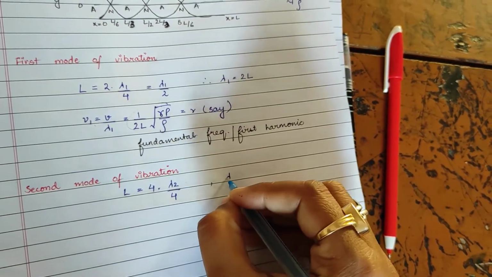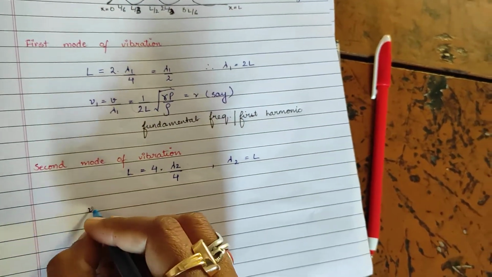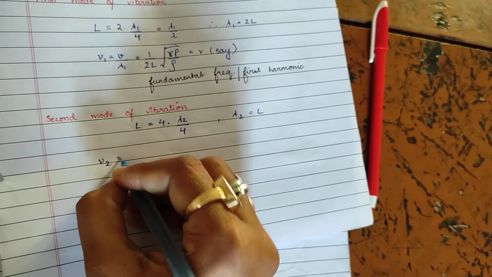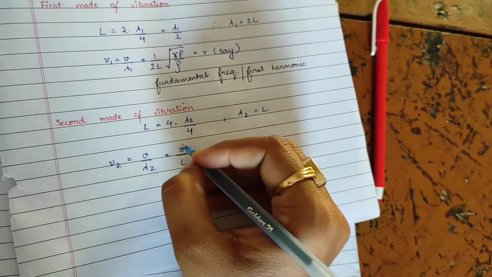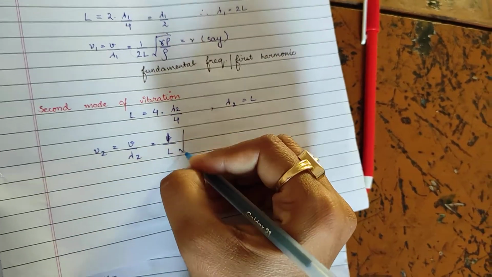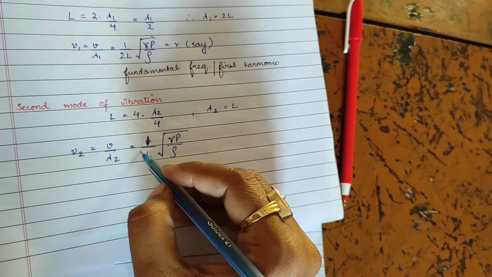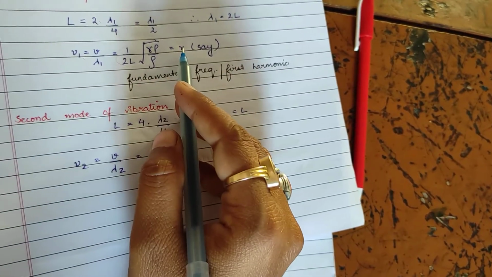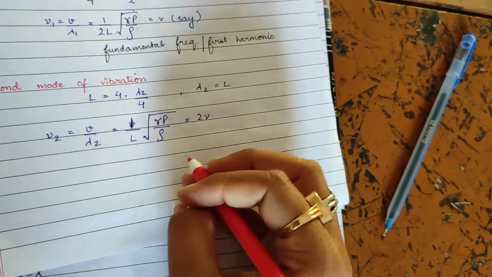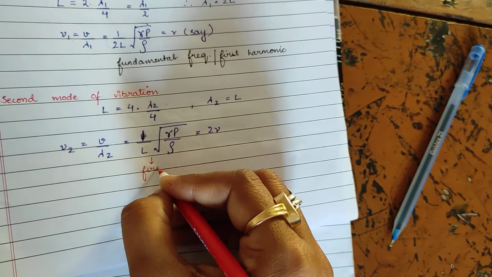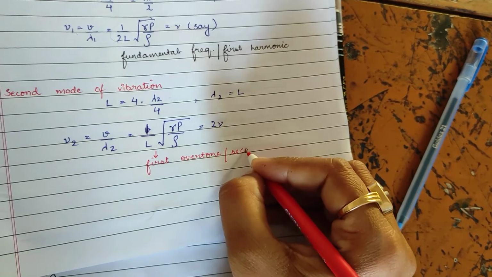We will find lambda from here. Lambda comes out to be L. Now we find the frequency v by lambda, which is equal to v by L, that is 1 by L times the square root of gamma P by rho. Earlier, for 2L, we had considered it nu, so this will be equal to 2 nu, and this frequency is known as the first overtone or second harmonic.